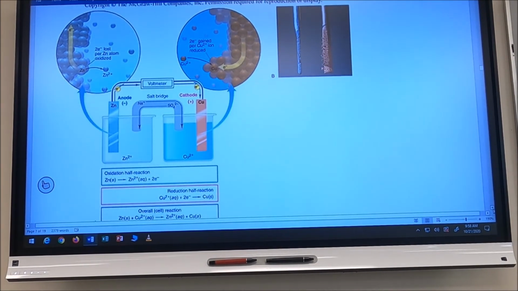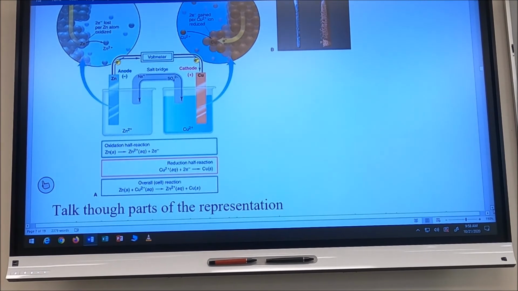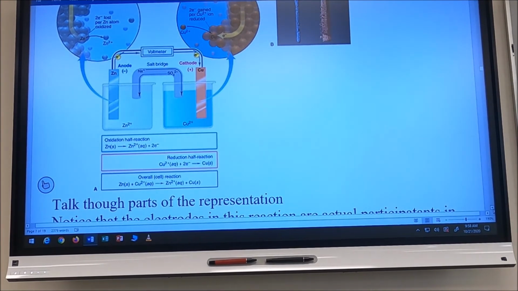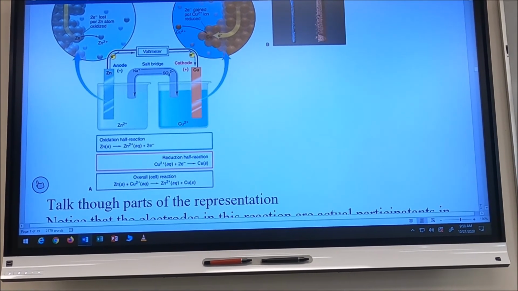So let's look at this voltaic cell. Okay, let's talk through this. All right, what we've got here is a voltaic cell with zinc and copper. And our half reactions are zinc going to zinc 2+, plus 2 electrons at the anode. And at the cathode, I have copper 2+, picking up those 2 electrons and becoming copper. So the overall reaction is zinc plus copper 2+, going to zinc 2+, plus copper.